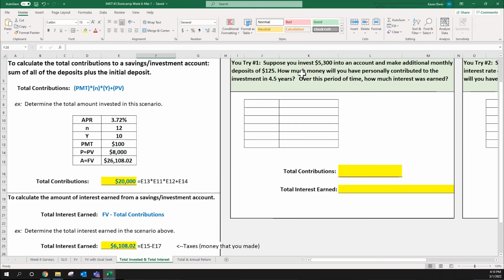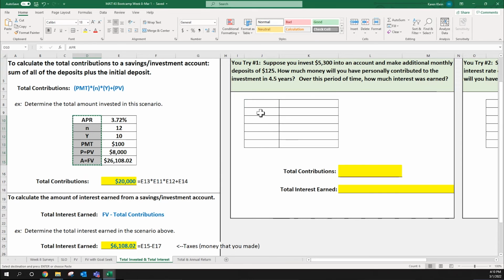All right, let's take this You Try number one. It says, suppose you invest $5,300 into an account. You make additional monthly deposits of $125. How much money will you have personally contributed to the investment in 4.5 years? And then over this period of time, how much interest was earned?